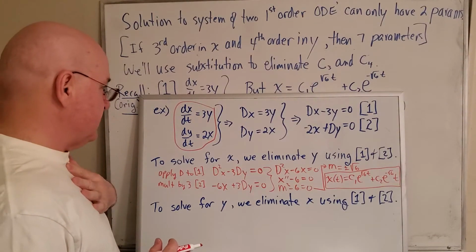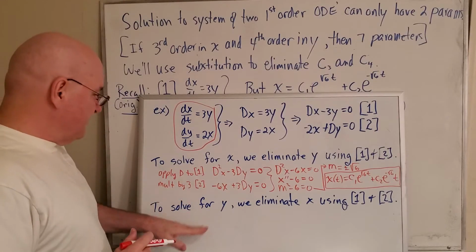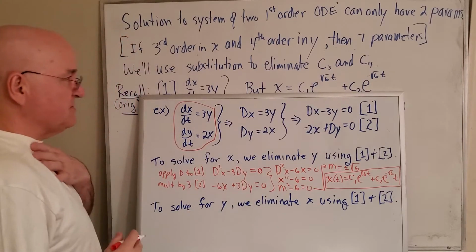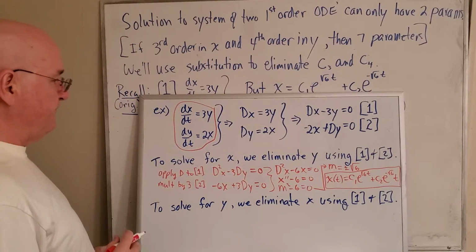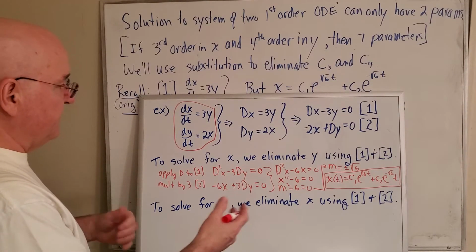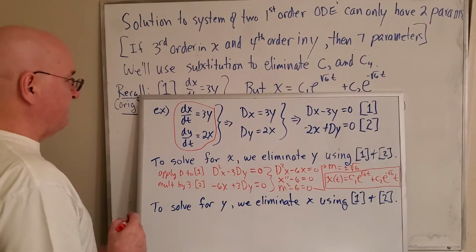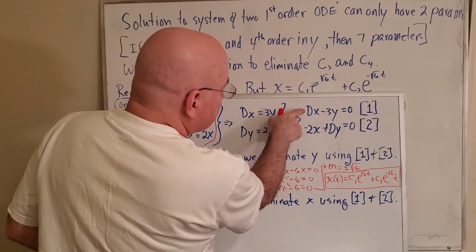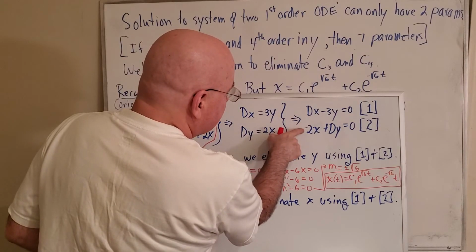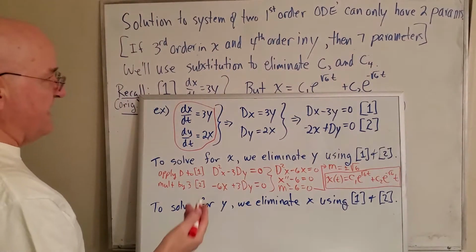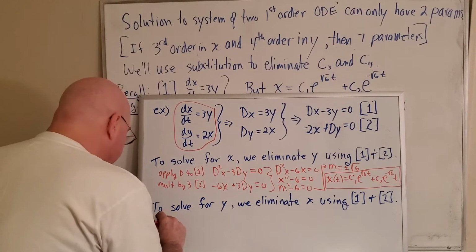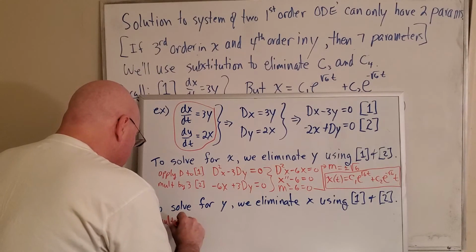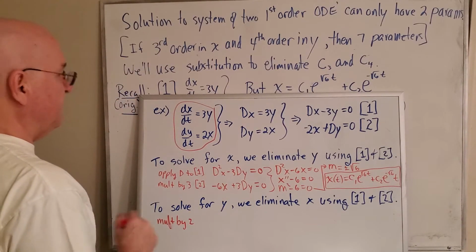Let's see. I'm going to have to squeeze it in down here. We're going to do a similar thing. We're going to go back up to equations 1 and 2. This time solve for y, and then we'll eliminate x. By eliminating x, we will solve for y. So how do I eliminate x? I need them both to be, let's see, if this one were 2Dx and this were minus 2Dx, they would cancel each other out when I add them. So I'm going to multiply equation 1 by 2.